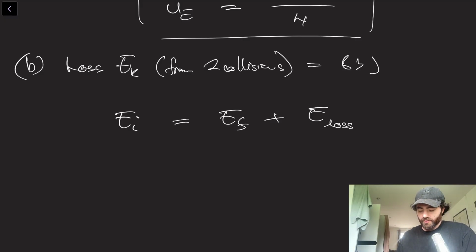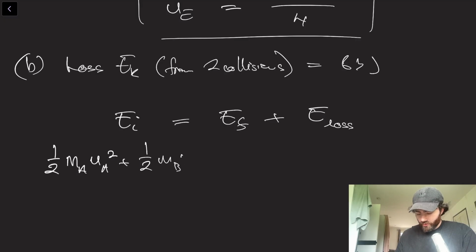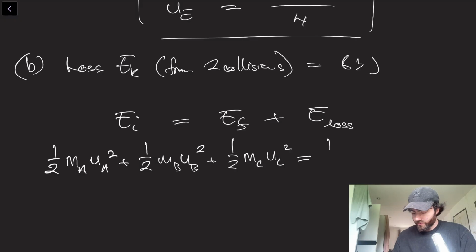So the initial kinetic energy will be a half m A U A squared plus a half m B U B squared plus a half m C U C squared, just summing up all those things, equals the final, which is just going to be a half m E U E squared plus this thing, which is 63.